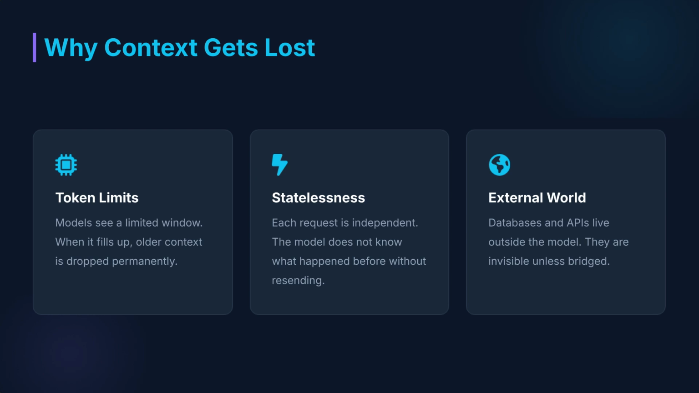Context is lost due to three main factors: token limits, which cause older information to be dropped; statelessness, meaning each request is independent; and the external world, as databases and APIs are invisible without a bridge.